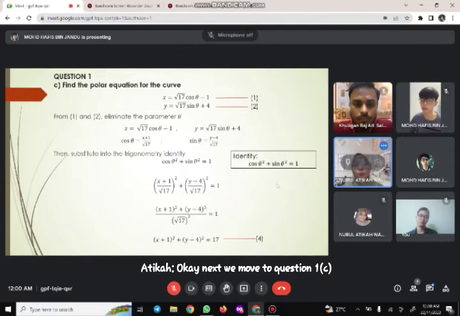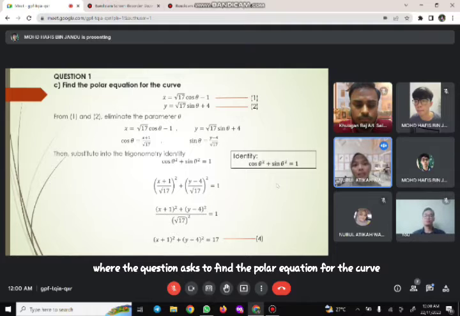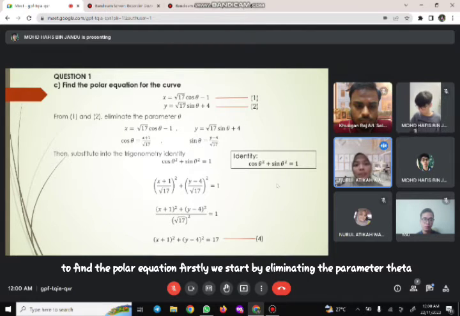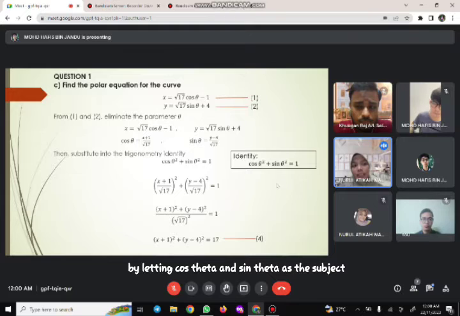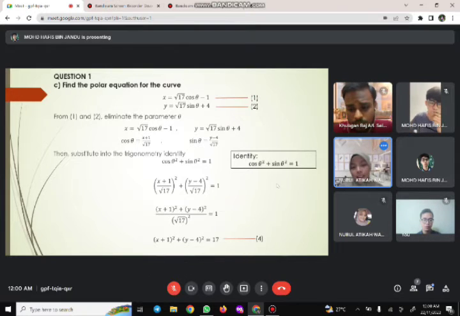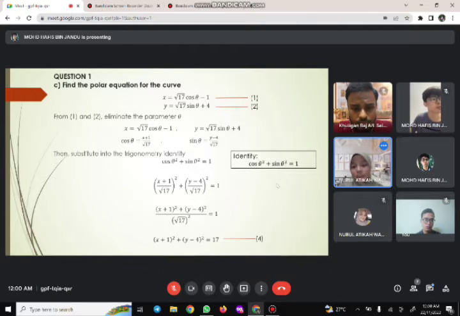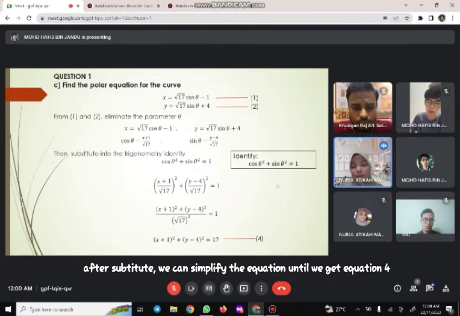Okay, next we move to question C, where the question asks to find the polar equation for the curve. From the question, we are given two equations, x and y, which are equation 1 and equation 2. To find the polar equation, firstly, we eliminate the parameter theta by letting cos theta and sin theta as the subject, and then substitute into the trigonometry identity. After substituting, you can simplify the equation until you get equation 4.